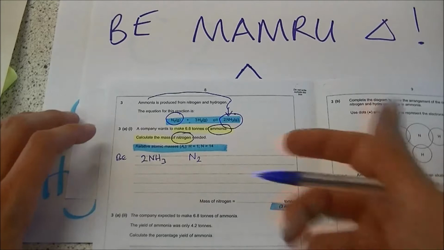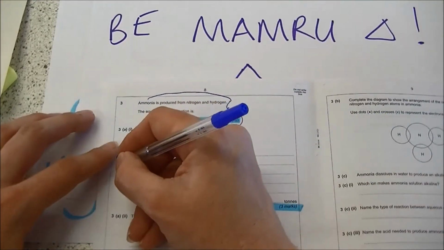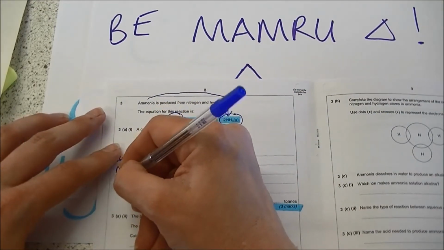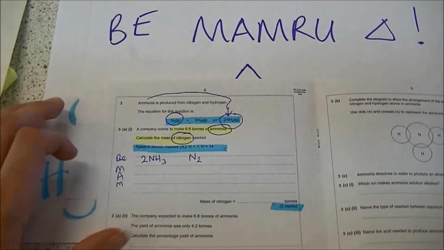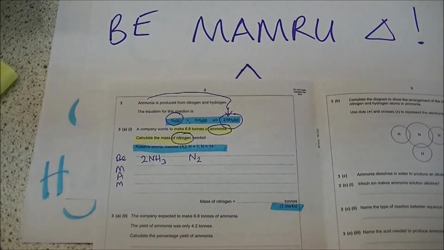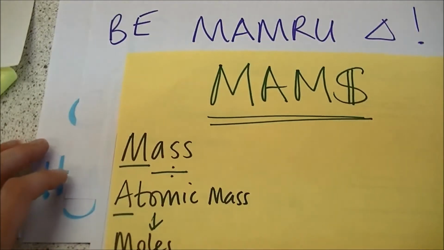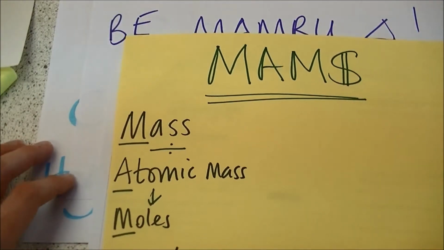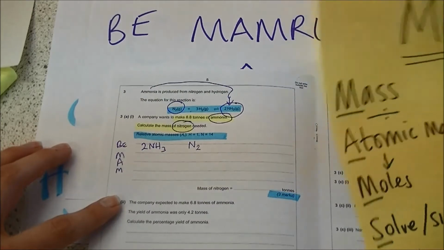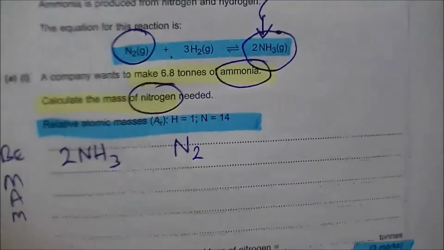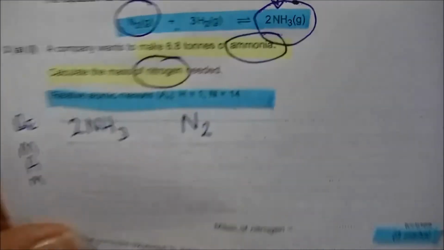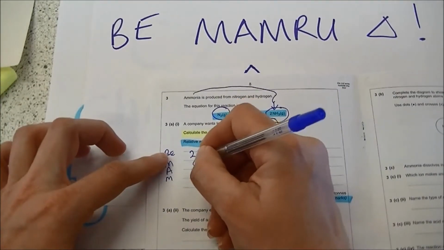The next thing I'm going to do, it says MAMRU. So like we've done before, if you've watched the video on empirical formula, the first bit, the MAM, stands for mass, atomic mass, work out the moles. Okay, that's what we're going to do next. So the mass, they've given me one of the masses in the question. They've told me that there is 6.8 tonnes of ammonia. So underneath ammonia, I can write 6.8.